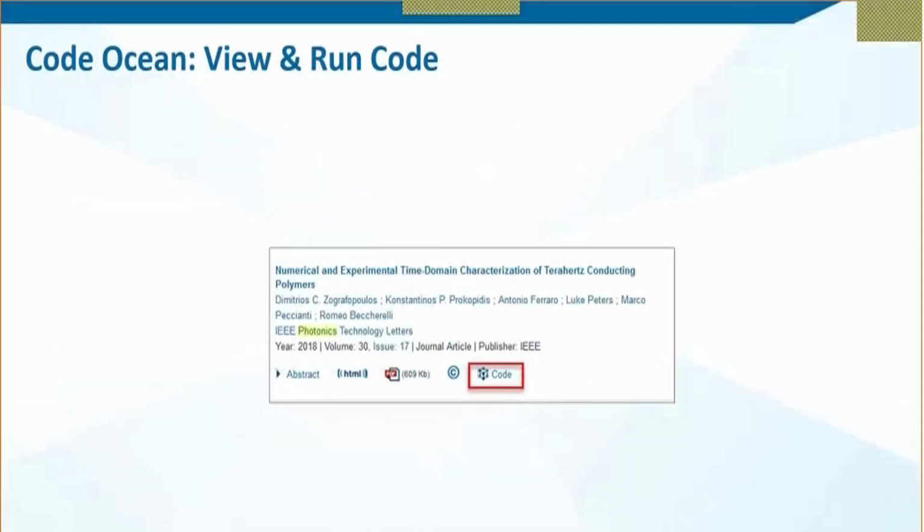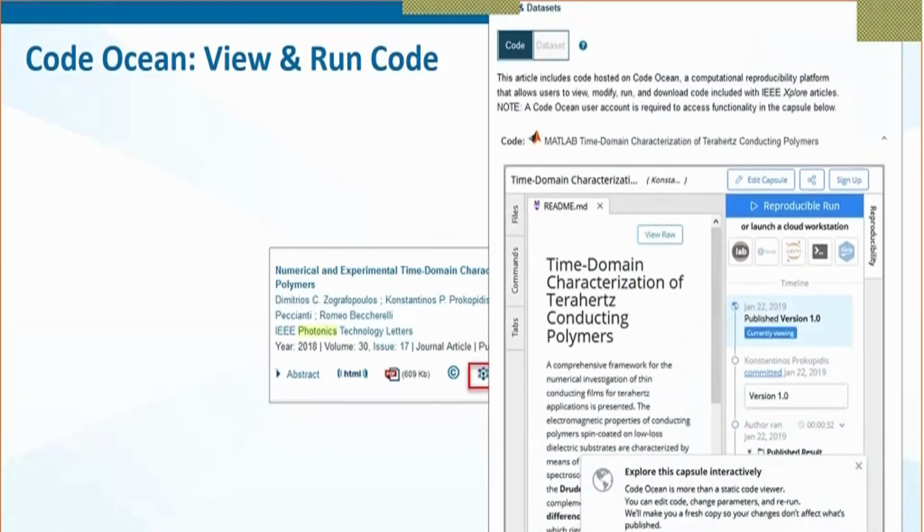Code that I mentioned in the supplemental items. If you find a document that has a code icon, click on it, and it will show you the code behind the research in the paper. The code is hosted on CodeOcean, a computational reproducibility platform in the cloud that allows users to view, modify, run, and download code included with the IEEE articles. Notice this code is in MATLAB. You don't have to have MATLAB on your computer since CodeOcean runs in the cloud.